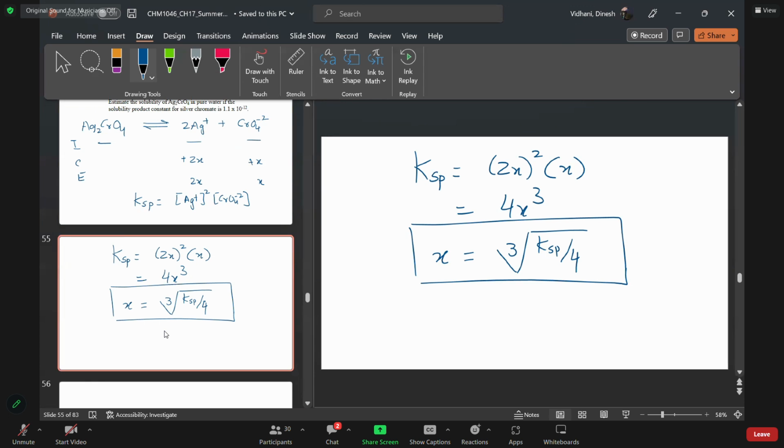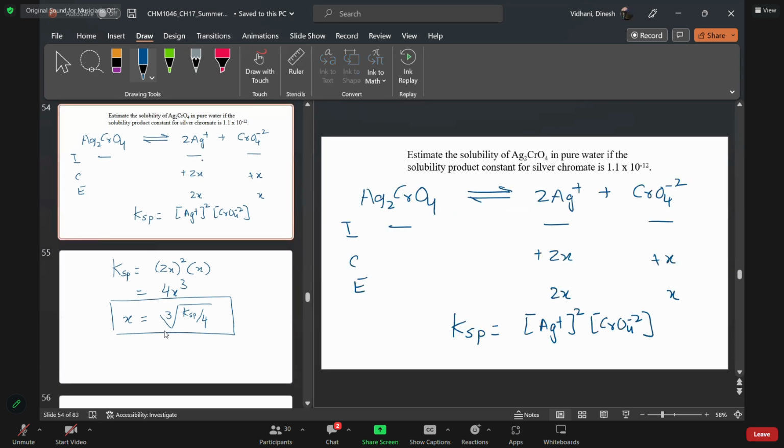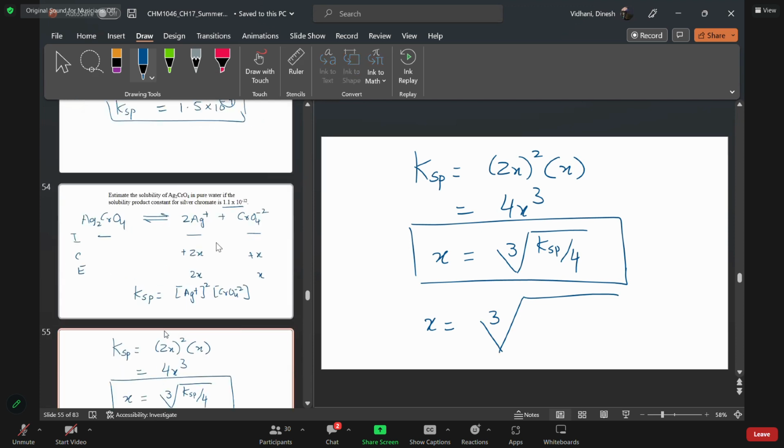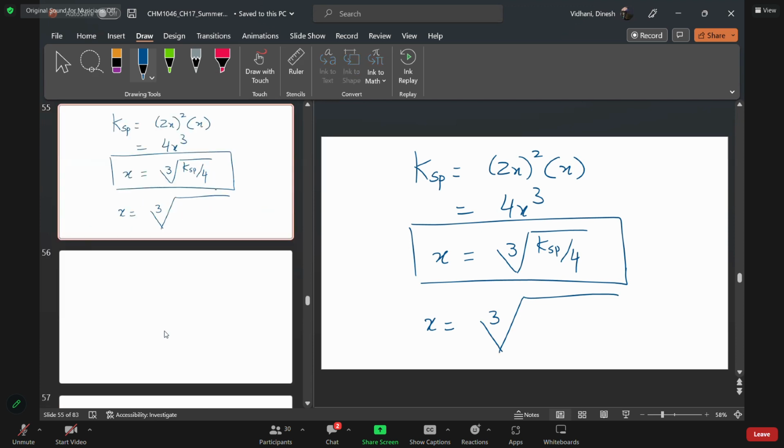Now, do we know KSP in this case? Absolutely. Just look at this one. We are given KSP. Well, if we are given KSP, can we find X? Absolutely. Just do that. It's going to be the cube root of what's the value? 1.1 × 10^-12 divided by 4. Can you find me the value of X now?